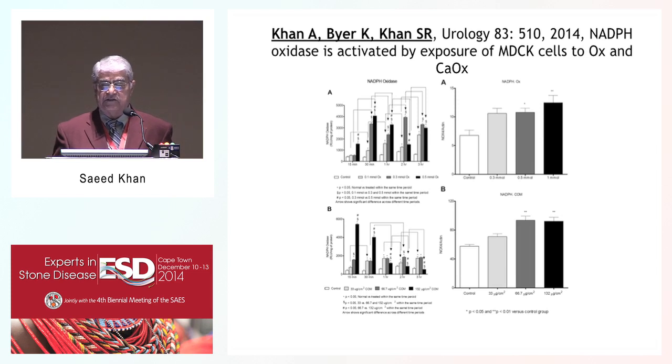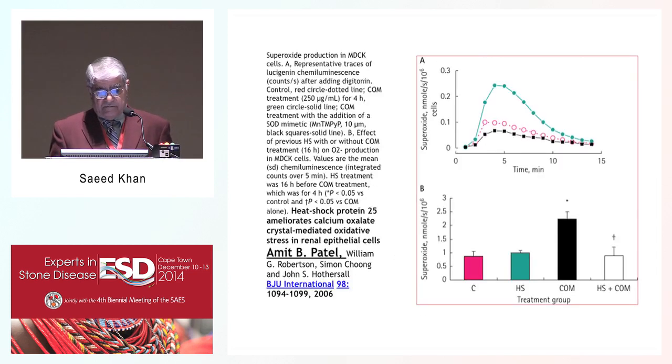This is another study. In this particular case, again, we are talking about NADPH oxidase. We had MDCK cells, exposed them to oxalate and calcium oxalate crystals, and then started looking at the activation of NADPH oxidase, and these crystals increase that. In this case, which is from a different lab, they were just looking at the production of superoxide in the presence of calcium oxalate crystals and oxalate, and it turns out that whenever you expose the cells to oxalate or calcium oxalate crystals, there is increased production of superoxide.